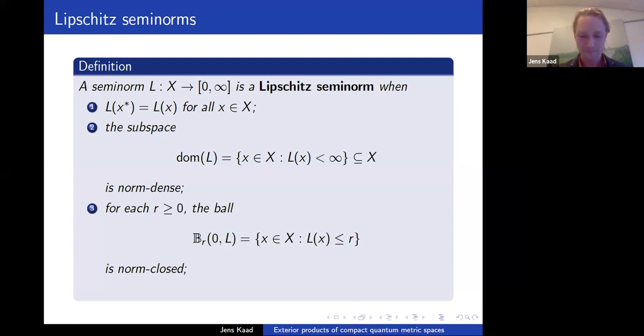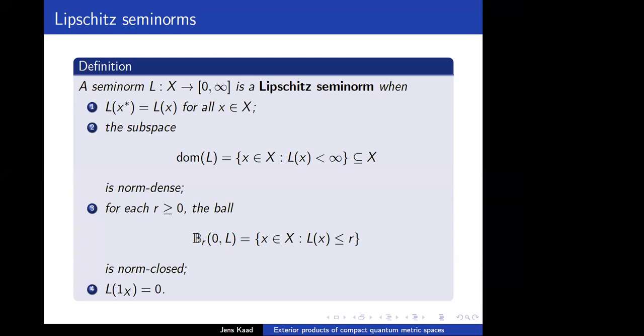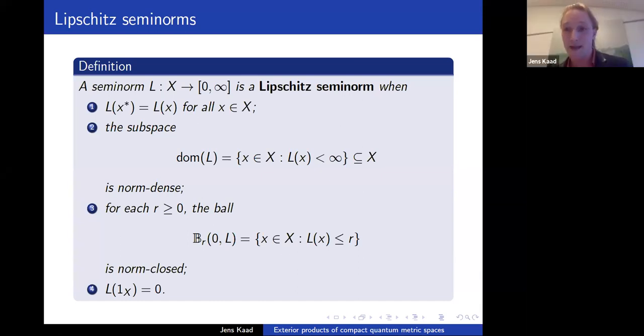And last, the Lipschitz seminorm has to vanish on the unit in my operator system. So an operator system is unital. It's more common to say that a Lipschitz seminorm has to vanish exactly on the scalar multiples of the unit. But for the purposes of this talk, I'm using this slightly more flexible definition that the kernel should just contain all scalar multiples of the unit.